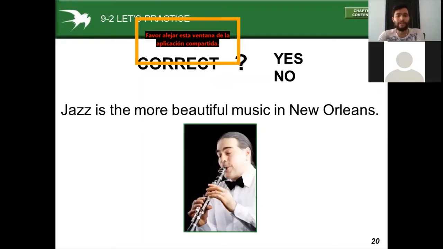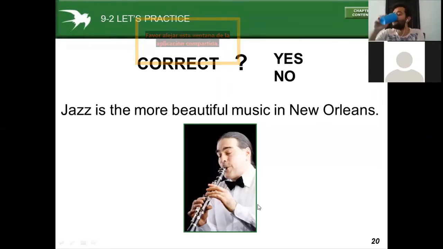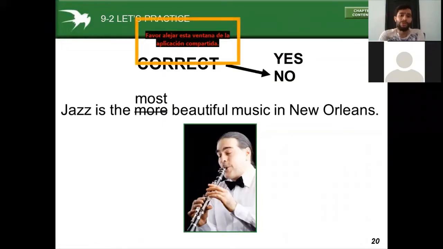Let's practice here. Take a look here. Tell me whether it is correct or not. Jazz is the more beautiful music in New Orleans. Is that right or not? No. Why not? Because it must be superlative, not comparative. Exactly, right? So "more" is not correct. We are only speaking about one thing. So jazz is the most beautiful music in New Orleans.